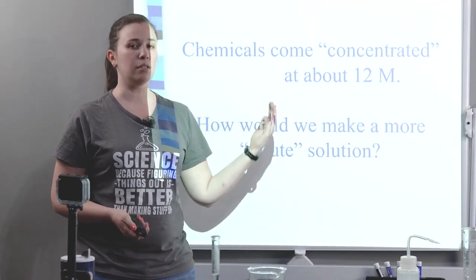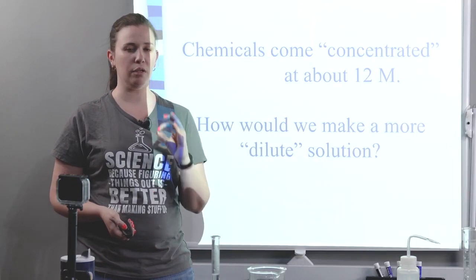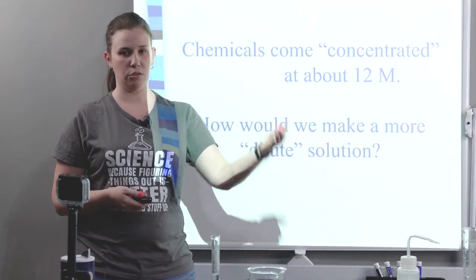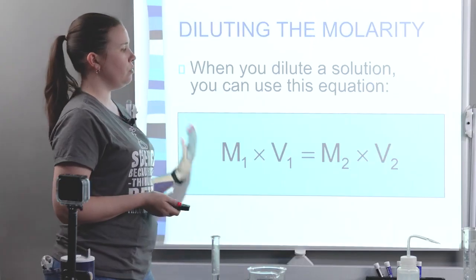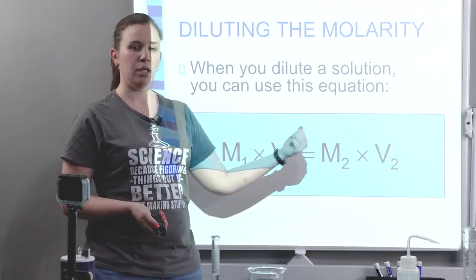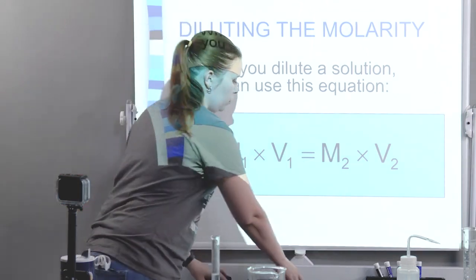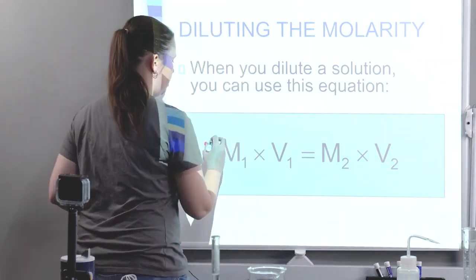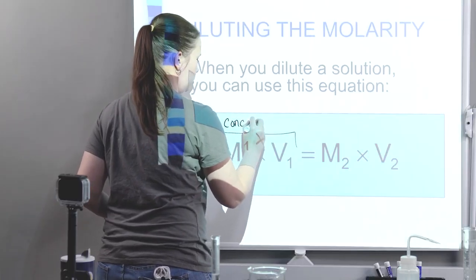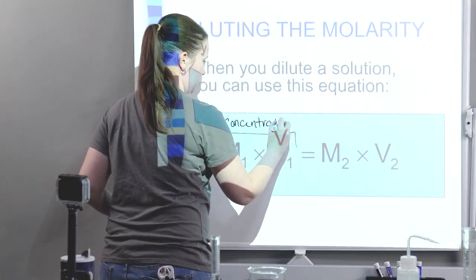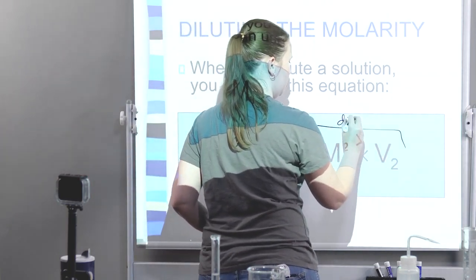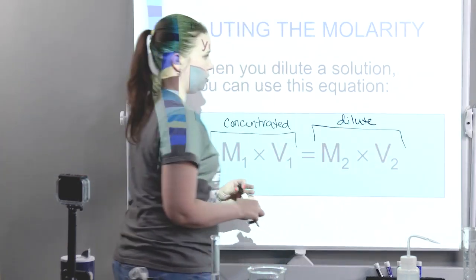But if we're going to keep this standardized, we need to make sure that we're very precise about the volumes we're using for both the concentrated solution and the water. So there is a formula for this. The dilution equation is M1V1 equals M2V2. The idea here is that one side would represent the concentrated solution, whereas the other side would represent the dilute solution.